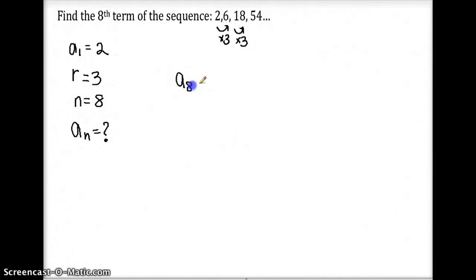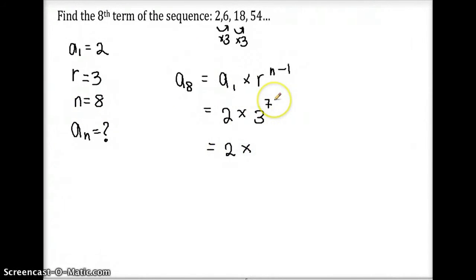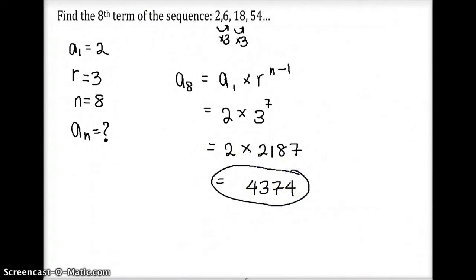So we want to find a8, which equals a1 times r to the power of n minus 1. So a1 is 2, r is 3, and n minus 1 is just going to be 7. 2 times 3 to the power of 7 is 2,187. I just looked that up. So 2 times that is going to be 4,374. So the eighth term of the sequence is 4,374. That's going to be our answer.